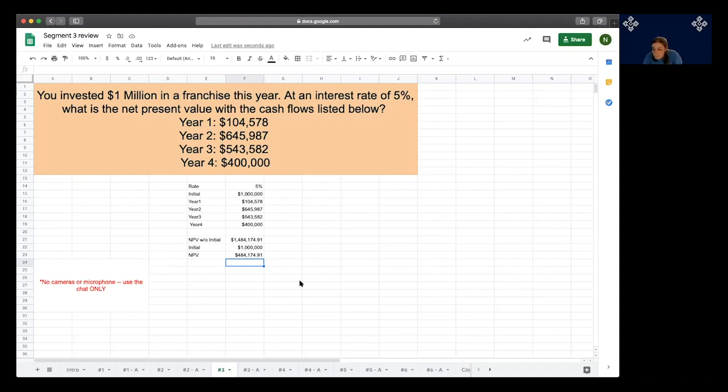The initial investment isn't a negative number because you subtract it out here anyway. Right here, you subtract it, so you don't really have to make it a negative. So it doesn't really matter.